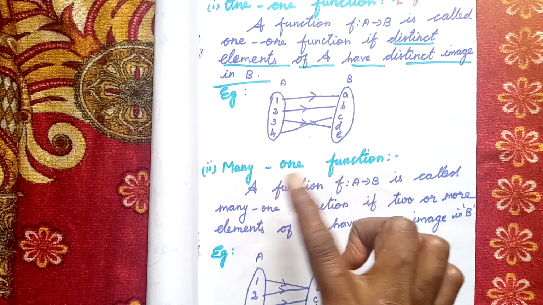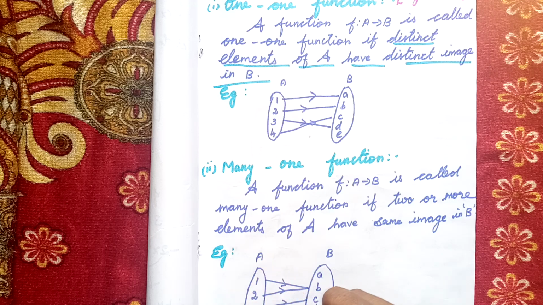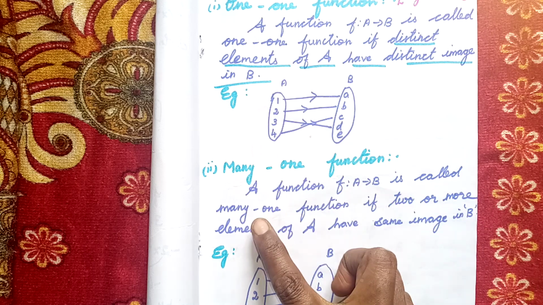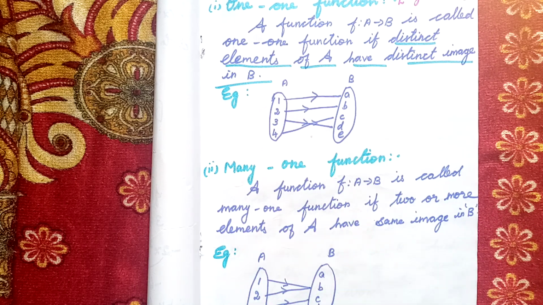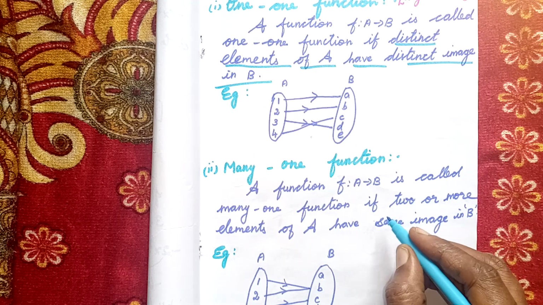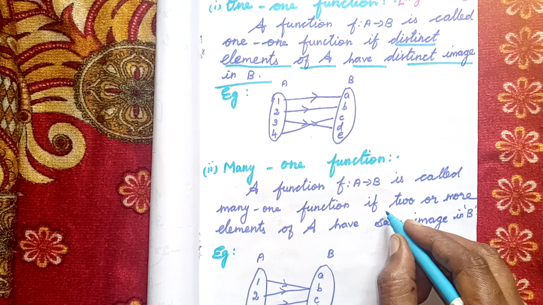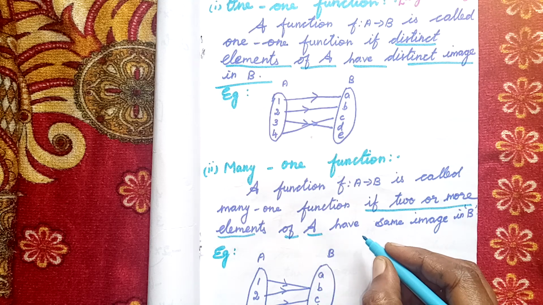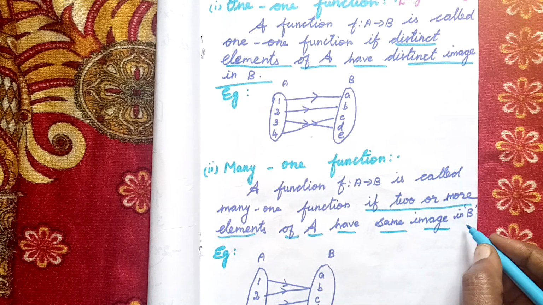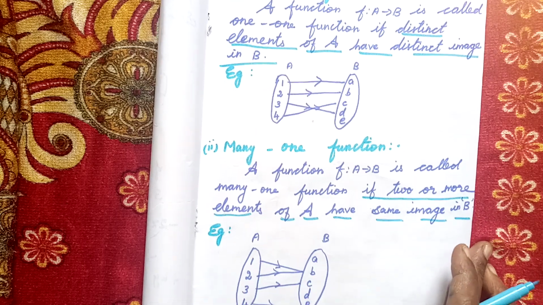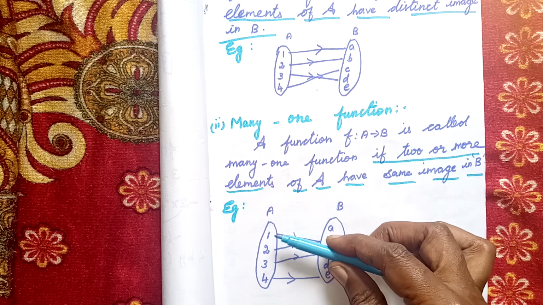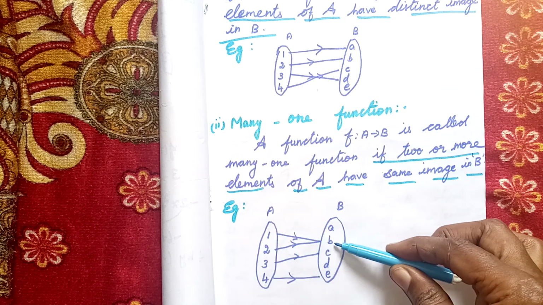Next, many-one function. A function F from A to B is called a many-one function if 2 or more elements of A have the same image in B. That is a many-one function. Here 1 and 2 have the same image in B.